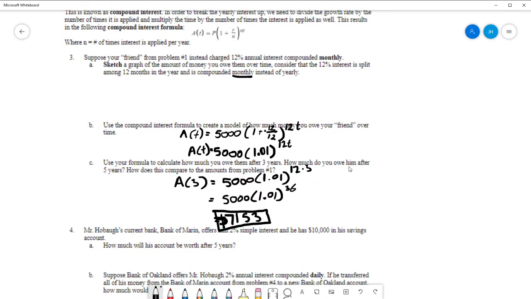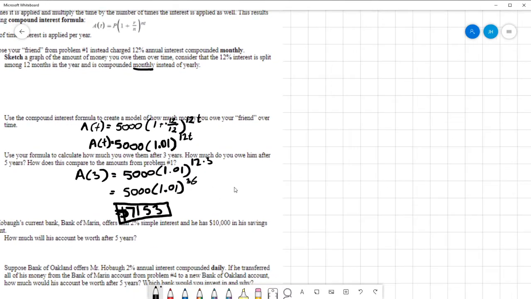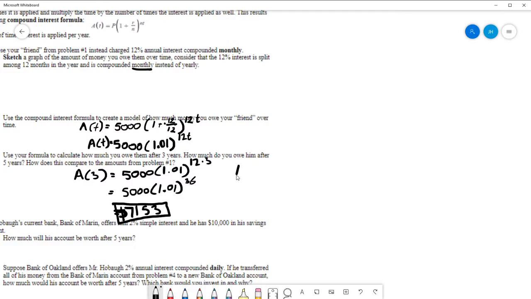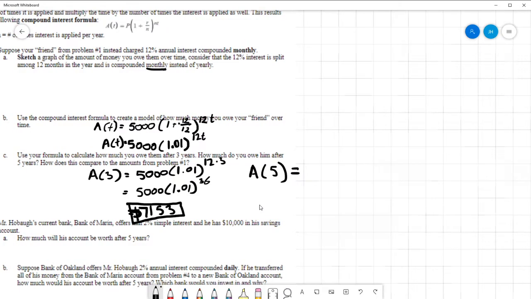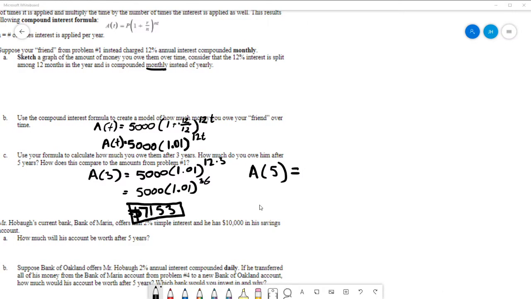It then asks us as a follow up, how much do we owe him after 5 years? We could do it the exact same way. We just plug 5 in for t, plug that into a calculator, and then why don't I have you guys tell me how much that would end up being. So go ahead and take a minute, try to figure it out. If you're watching this recording, go ahead and pause it, figure it out, and then skip forward.